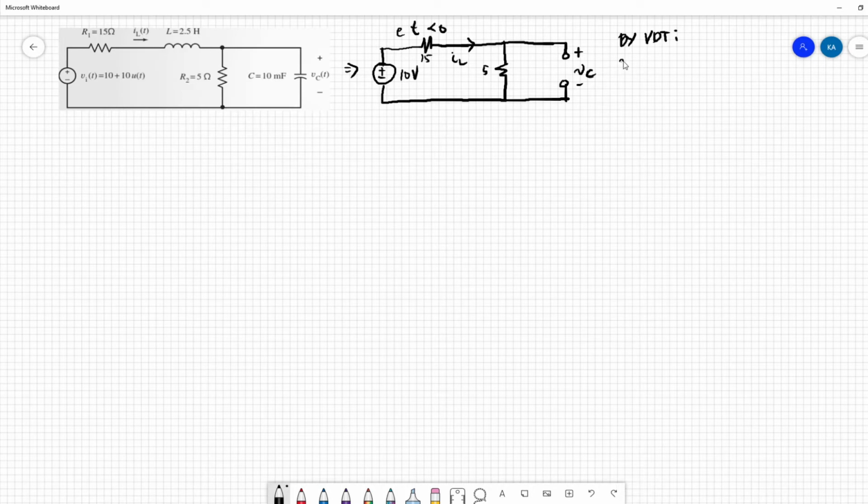We can solve for the value of VC(0-), which is equal to 5/(5 + 15 = 20) times 10, equal to 2.5 volts. Then our IL(0-) by Ohm's law is just equal to 10/(15 + 5), we have 10/20 is equal to 0.5 ampere. We have now our initial values.